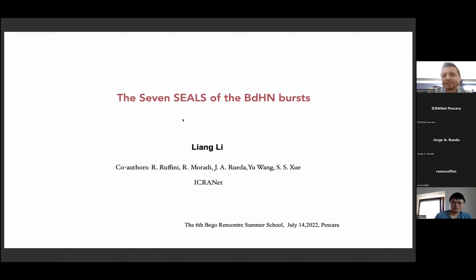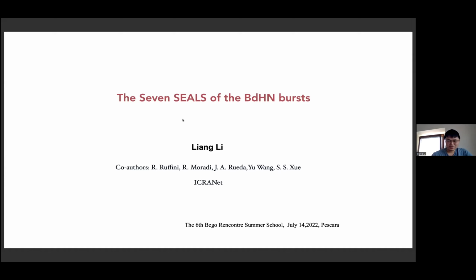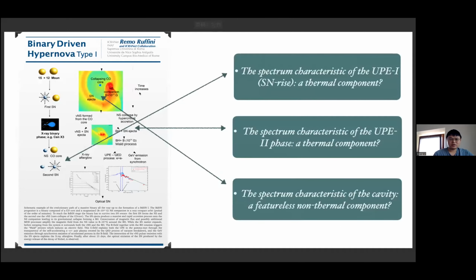Okay, thanks for the introduction. I'm going to talk about the seven seals of the BdHN burst. A lot of information about the BdHN model was introduced in the first talk by Professor Ruffini. We know that there are several different physical processes predicted by the BdHN model. Usually we consider that different physical processes might have different temporal and spectral properties in the observations. The picture on the left is a cartoon showing how a BdHN burst works under the framework of the BdHN model.